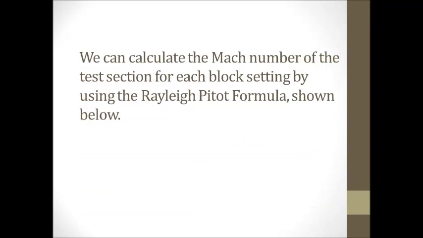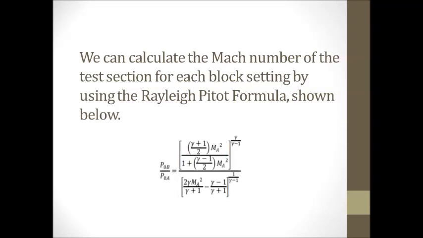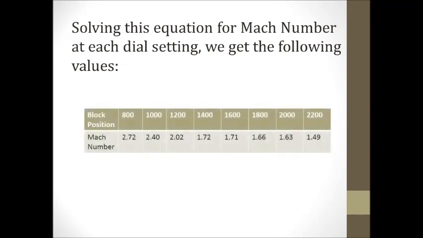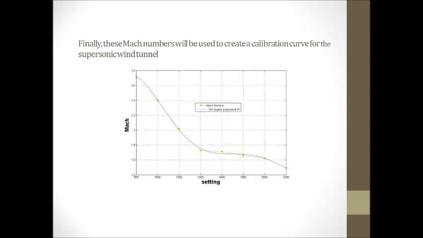Using these readings, we can calculate the Mach number of the test section for each block setting by using the Rayleigh-Pitot formula shown below. Solving this equation for Mach number at each dial setting, we get the following values. Finally, these Mach numbers will be used to create a calibration curve for the supersonic wind tunnel.